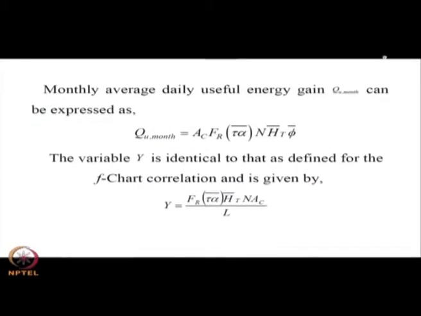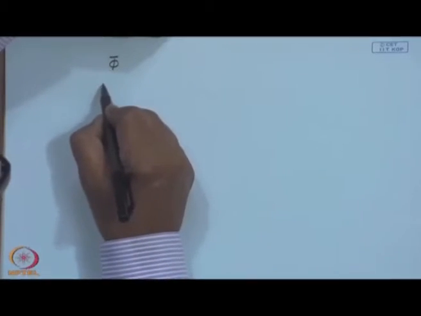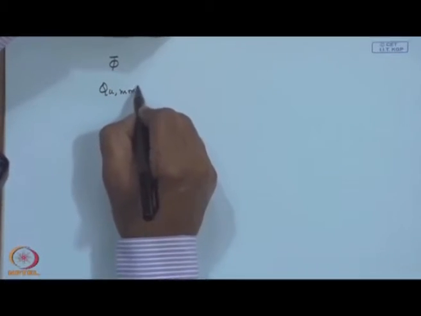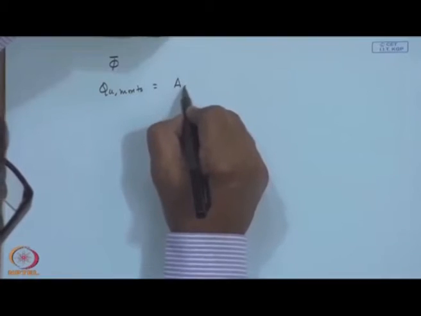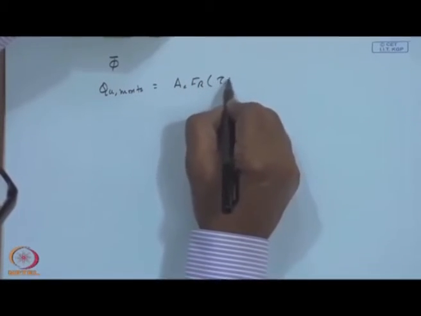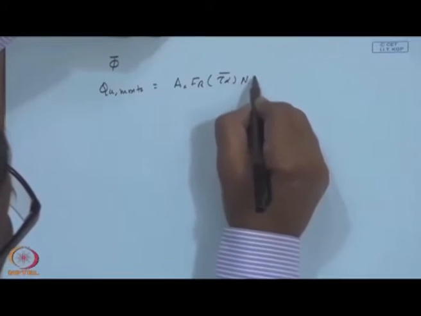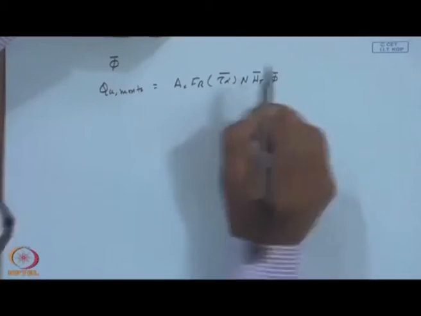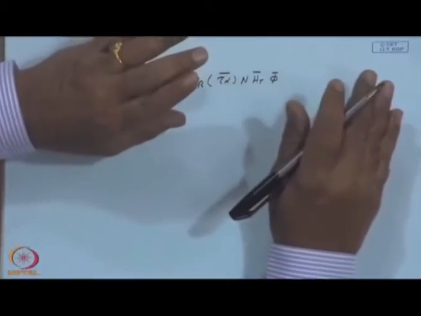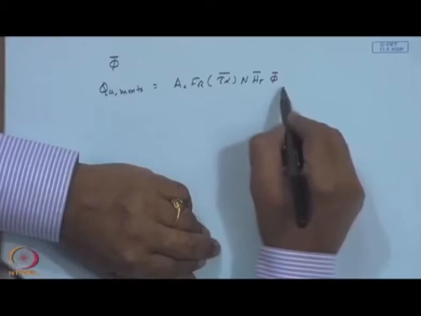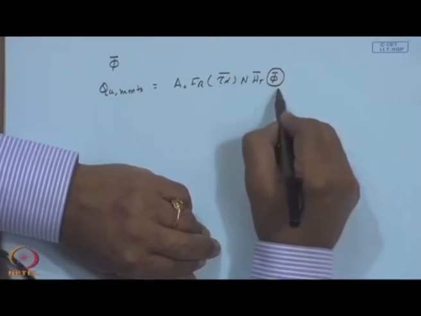Now, apart from the phi bar F chart method, if you have this phi bar, so Q u in a month, I can calculate it as area times F r times tau alpha bar n times h t bar times phi bar. We are not talking anything about the load fraction. We are not also saying whether this much of energy will be sufficient or not sufficient, whether something will be wasted or something will be stored, but the output from the collector, one can expect it to be the product of these quantities, and phi bar is to be found out.